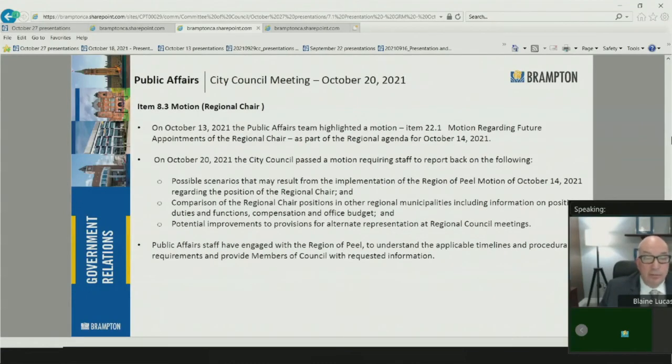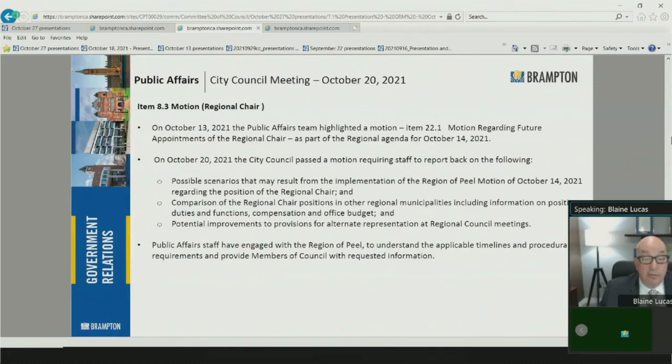I just wanted to provide members of council with an update on the resolution that was passed last week, and provide an outline of our approach for further information related to the regional appeal motion pertaining to the position of the regional chair.